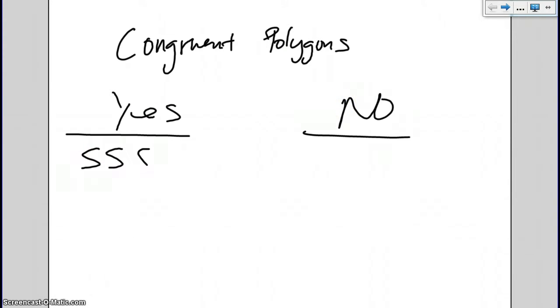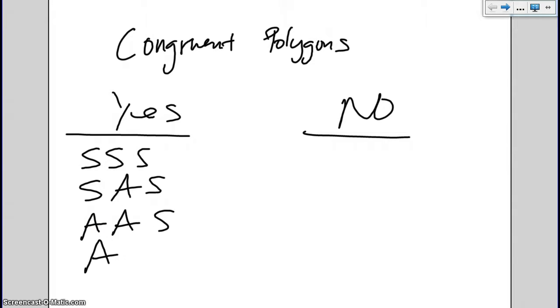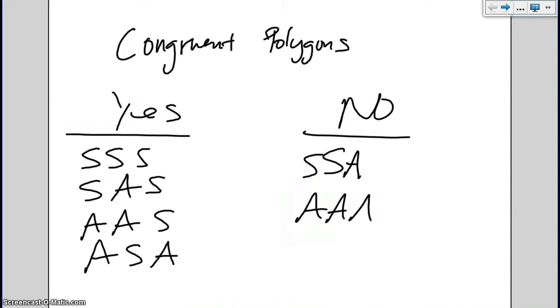There's SSS, SAS, AAS, and ASA. Over here this does not prove. SSA and AAA do not prove. One more that you need to know is HL. This proves congruency, this doesn't.